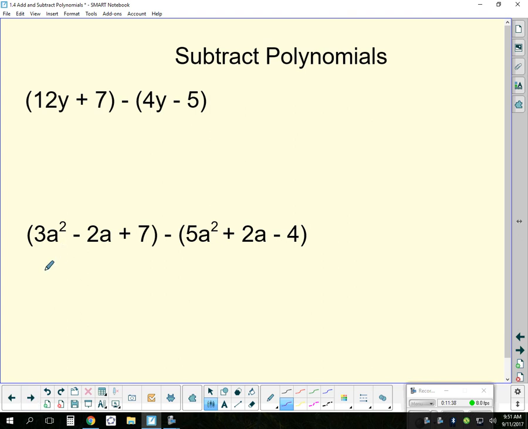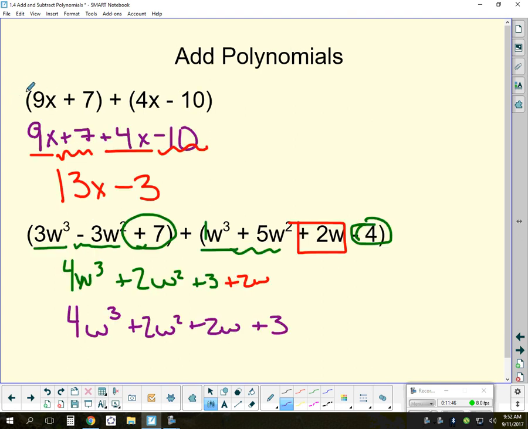Subtracting polynomials, really similar, but just one more thing to think about. If you think about these, there's really ones outside of here. And I can go back to the last page. There's really a 1 right there, right? And there's really a 1 right here. And you could think of this as distributive property. But if you multiply by 1, does it change anything? No, you still have 9x plus 7. If you distribute a positive 1 here, you still have 4x minus 10.